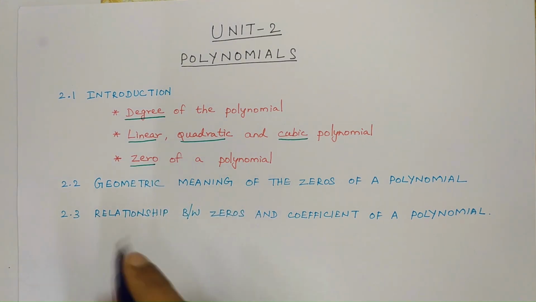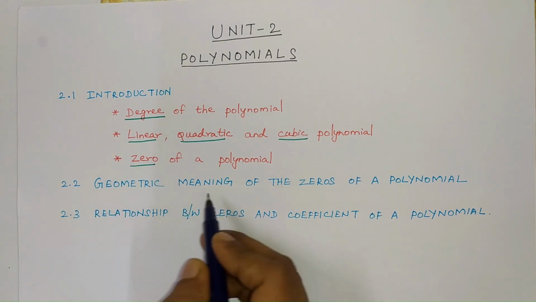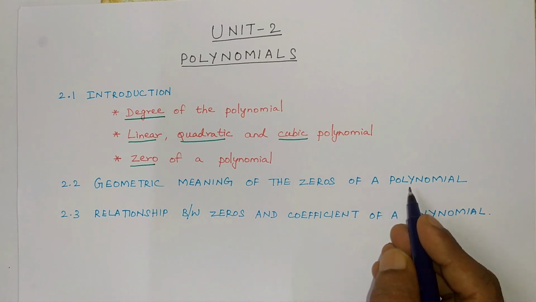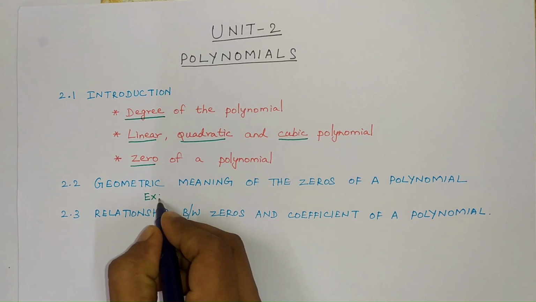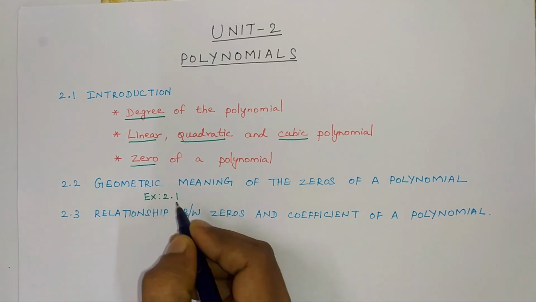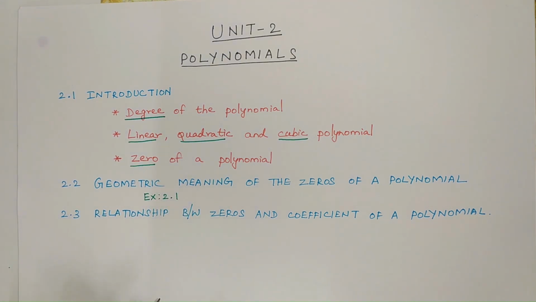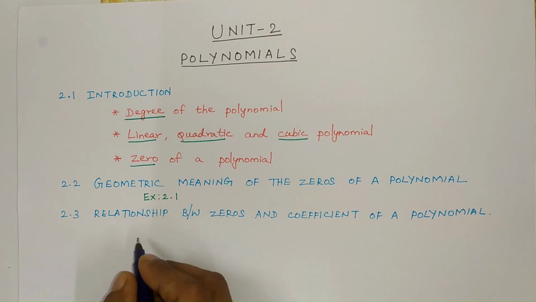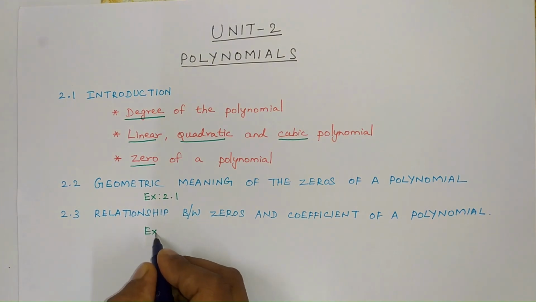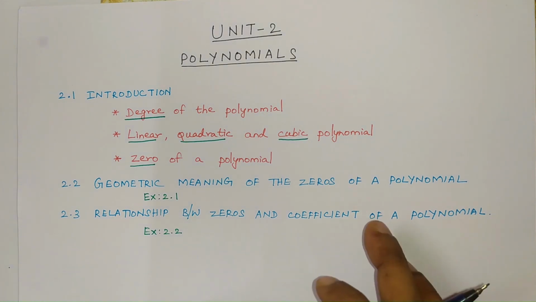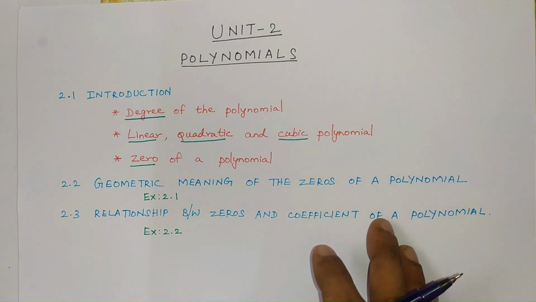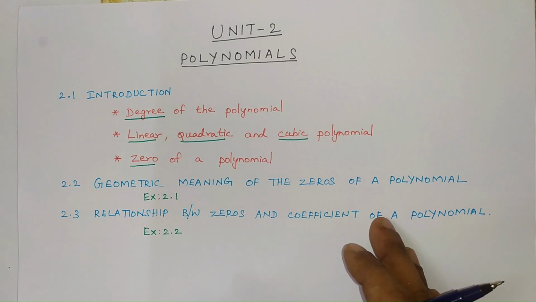Then in the next section we will be discussing the geometric meaning of the zero of a polynomial, and after this we will have our exercise 2.1 from the book. Then in section 2.3 we will discuss the relationship between zeros and coefficients of a polynomial. After that we will have exercise 2.2. So this is just like the summary of what is present in unit 2. Okay, so we will start our discussion.